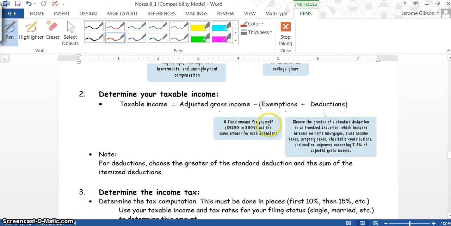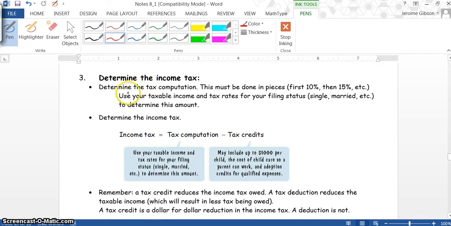Exemptions is a fixed amount for yourself, $3,200, and the same amount for each dependent. The deductions, it says choose the greater of a standard deduction or an itemized deduction, which includes interest on home mortgages, state income taxes, property taxes, charitable contributions, and medical expenses exceeding 7.5% of adjusted gross income. Note, for deductions, choose the greater of the standard deduction and the sum of the itemized deduction.